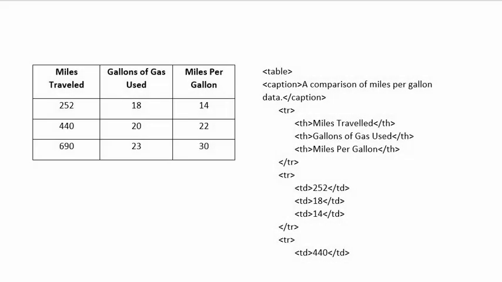Let's take a look at the elements that should be included when designing tables. On the left-hand side of the screen, you'll see an example table. This table has 3 columns and 4 rows. The header row has miles traveled, gallons of gas used, and miles per gallon. And the rest of the table has data for those 3 points.